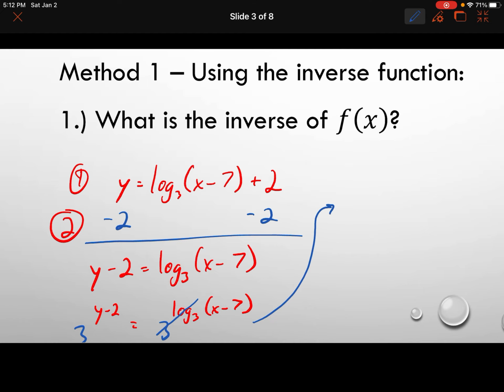So we move on to the next point in our problem. The left side is just 3 to the power of y minus 2, and the right side is just x minus 7, since the log base 3 canceled out, so we're just left with whatever was inside the parentheses, in this case, x minus 7. Okay, so we're almost there. We almost have the x by itself. We still have that minus 7 to take care of.